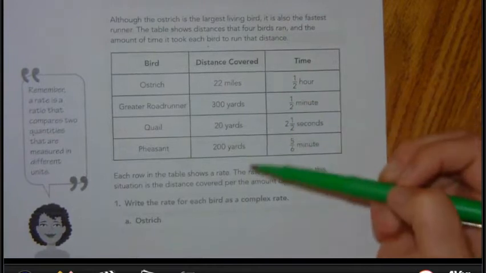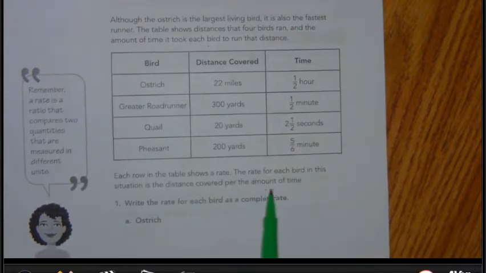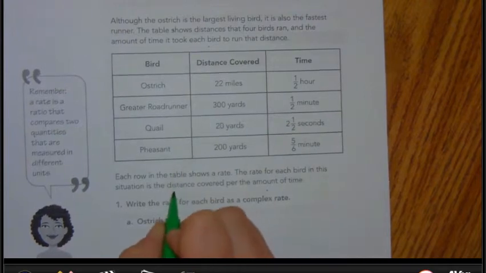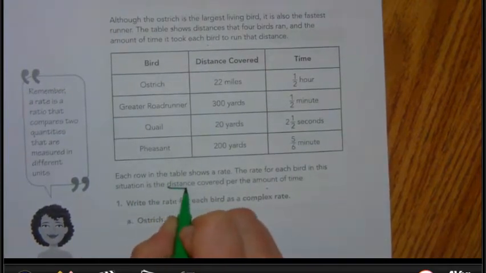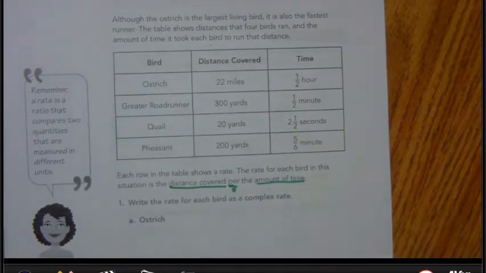And I see the miles that were covered and the time. So each row in the table shows a rate. The rate of each bird in this situation is the distance covered per the amount of time. So it's the distance covered per the amount of time. So it tells me the distance will be over time.